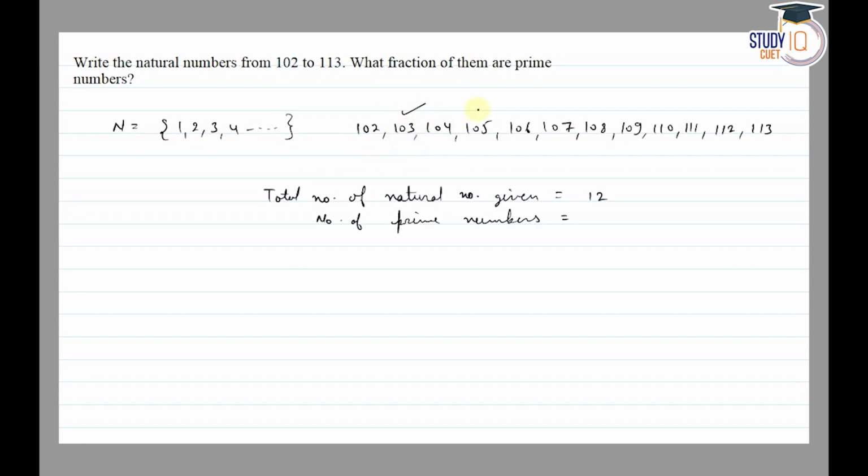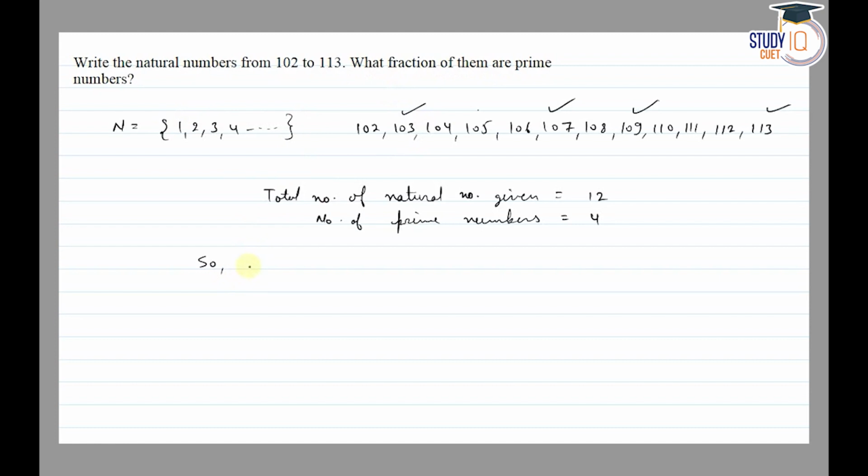So 107, 109 and 113. So 1, 2, 3, 4. So there are 4 prime numbers in these 12 natural numbers. So what fraction of them are prime numbers?